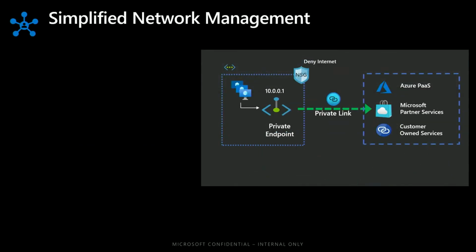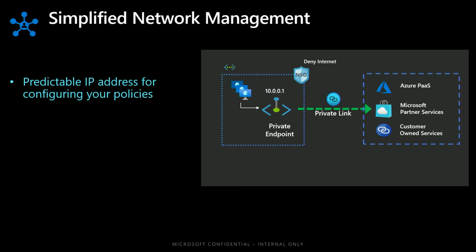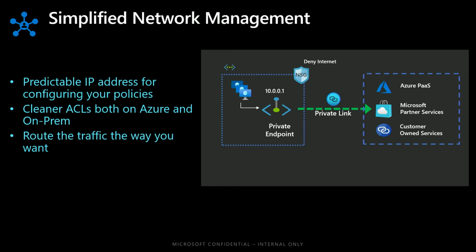Okay, I just want to recap whatever we have spoken so far. With Private Link, you get a predictable IP address for configuring your policies. You can have cleaner echoes both on the consumer side and the provider side. You can route the traffic the way you want.